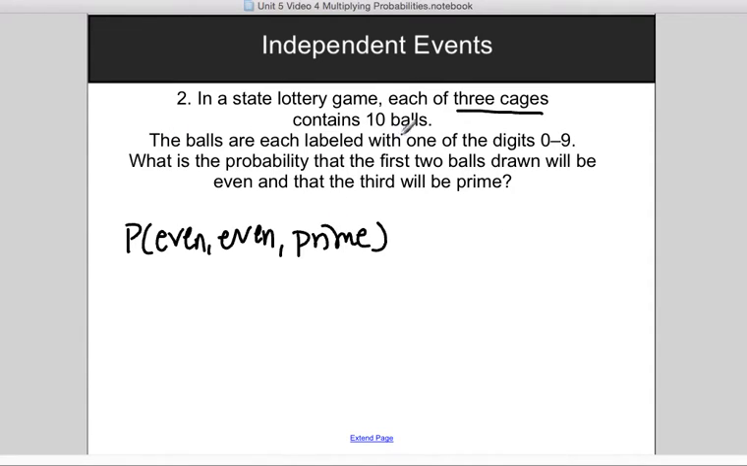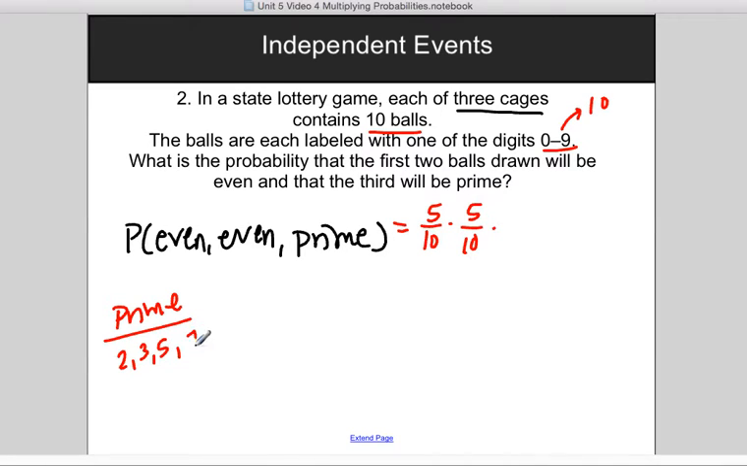There are 10 balls in the cage, from 0 to 9. How many numbers are there from 0 to 9? If you count them out, 0, 1, 2, 3, 4, 5, 6, 7, 8, 9, there are 10 numbers. And how many of them will be even? That's half of them, so to be even, it's 5 out of 10. Then to be even again, so times 5 out of 10, times, now from 0 to 9, how many are prime? Remember, to be prime, you can only be divisible by yourself and 1. So there is 2, 3, 5, and 7. There are 4 primes, 4 out of 10.